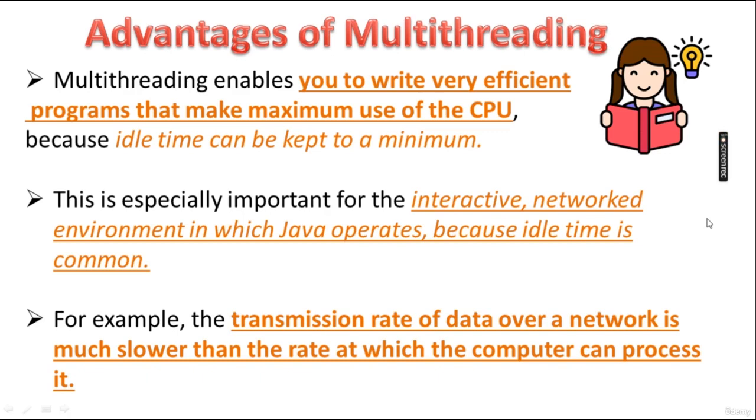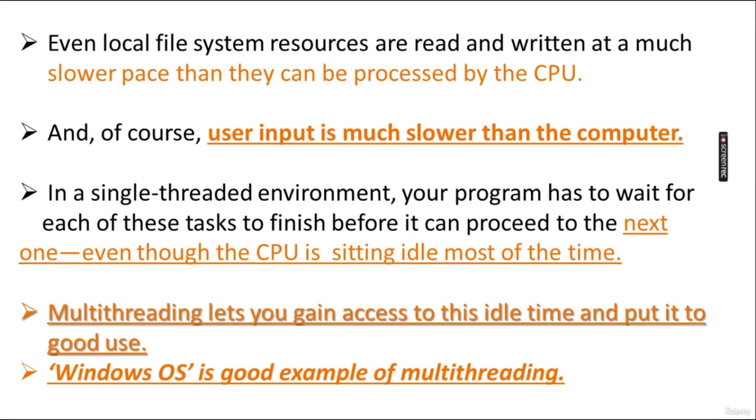And in an interactive network environment, idle time is common, and Java enables you to keep that idle time as minimum as possible. Even local file system resources are read and written at a much slower pace than they can be processed by the CPU. Local file system resources mean your files, PNG files, videos, which are read and written at a much slower pace than they can be processed by the CPU.